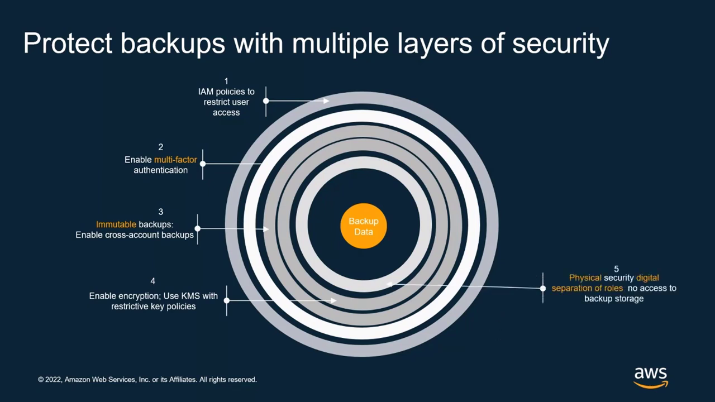Fifthly, you can ensure physical security or digital separation of roles. The IAM role accessing your primary S3 data is different from the IAM role that is accessing your backup data. By ensuring separation of role, you can build another layer of security on your backup. Also, your primary S3 data is stored in your account while your backup data is stored in AWS Backup's account. So in that way, there's a physical separation between your primary S3 data and your backup data.